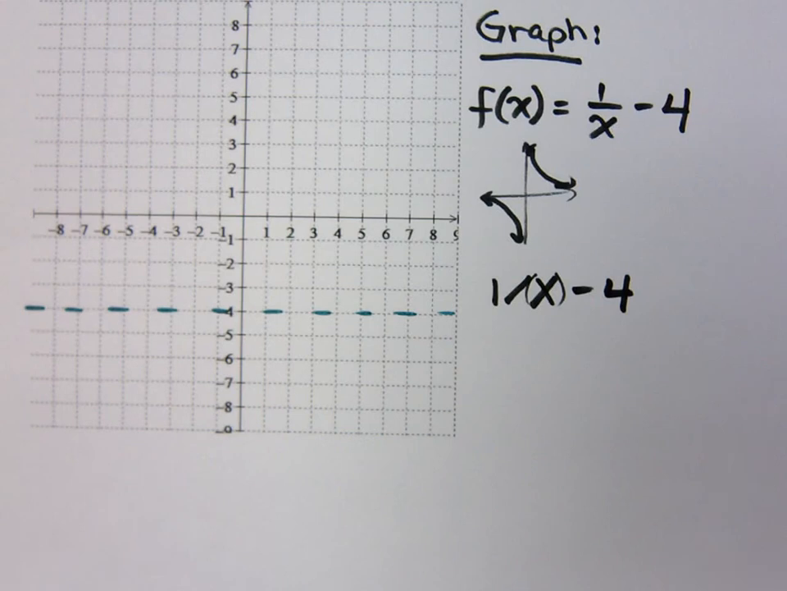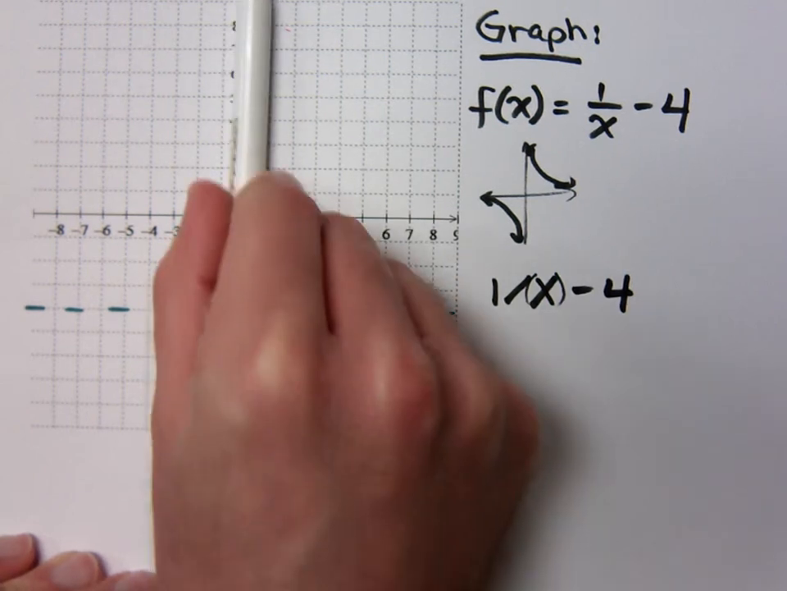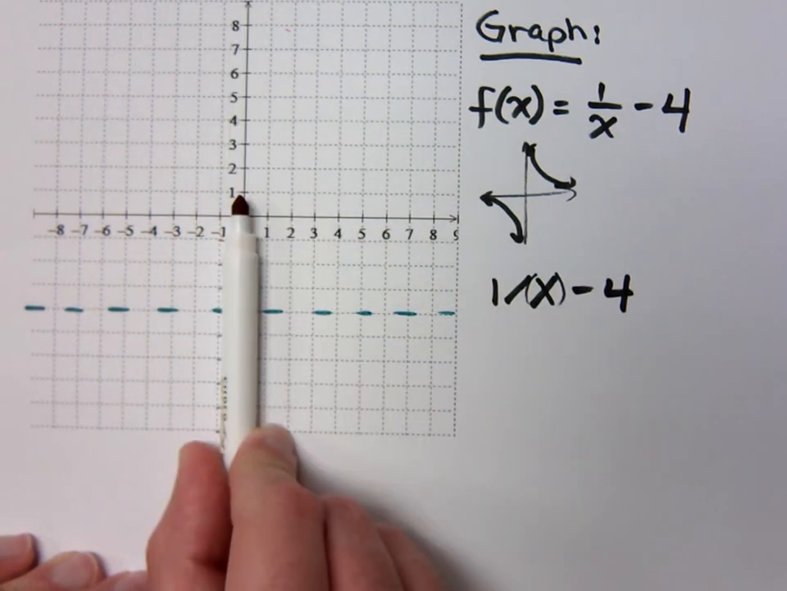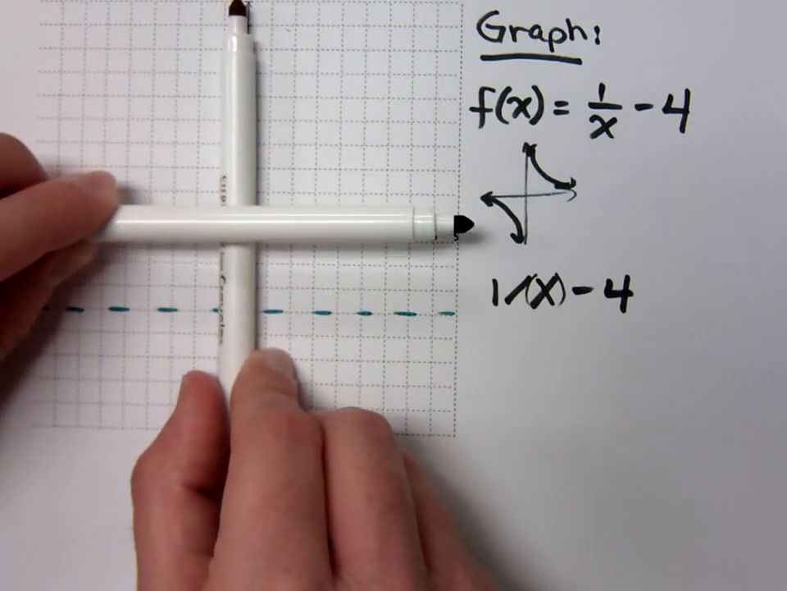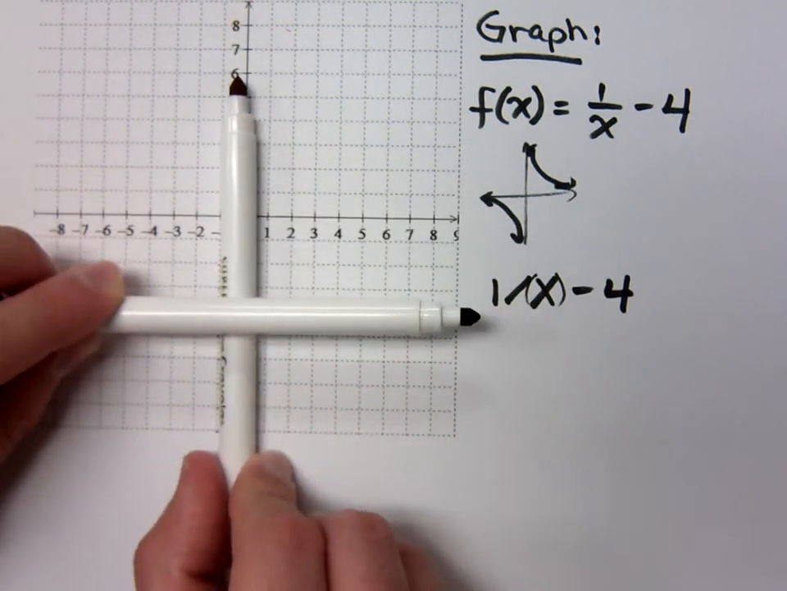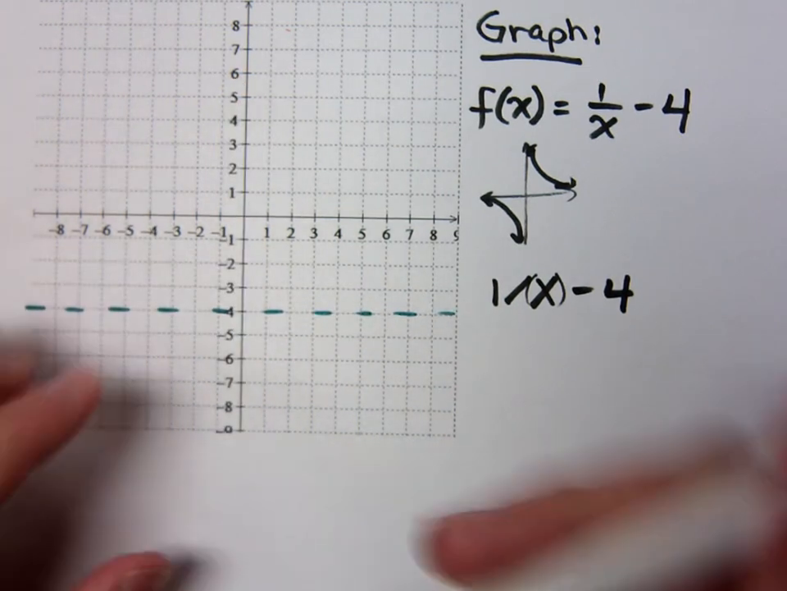0. Did I shift him left or right? No. So if this was your vertical asymptote right here, and you just shift this up or down, it's still going to be right here on the y-axis, right? But notice, you start off right here. And what did you do with this guy? You shifted it down 4 units, so that's why it's right here. You didn't shift left or right.